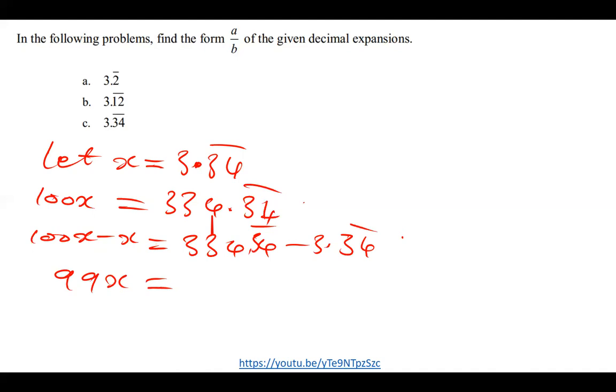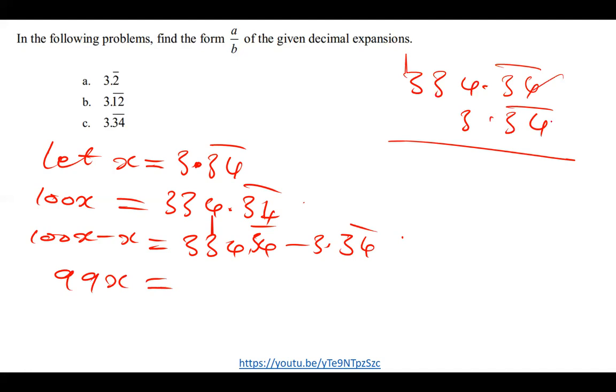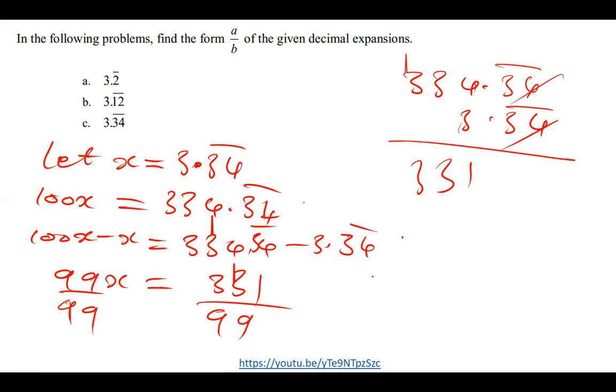Then on the other side we have 334.34 repeating minus 3.34 repeating. Let me just write it, we do it together. So this and that will give us a 0. 3 minus 4, that's a 1, so you have 331 over 99 this side. So the value of x is therefore equal to 331 over 99.